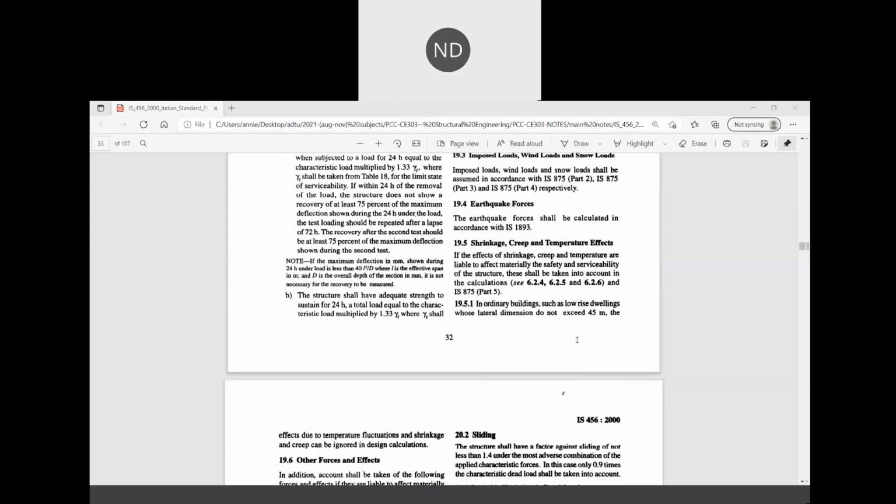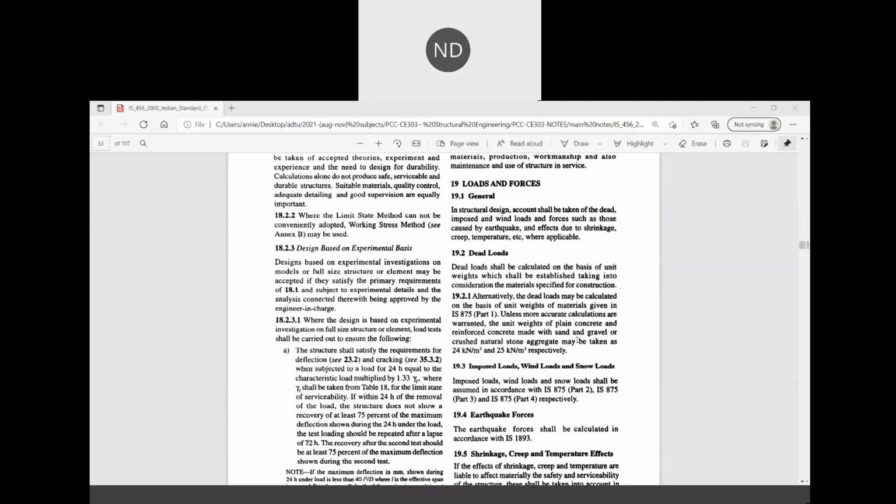Okay, so we were here on page number 32 about the loads. These were your loads. That means, for the loads and forces, according to IS code, what does your IS code say?